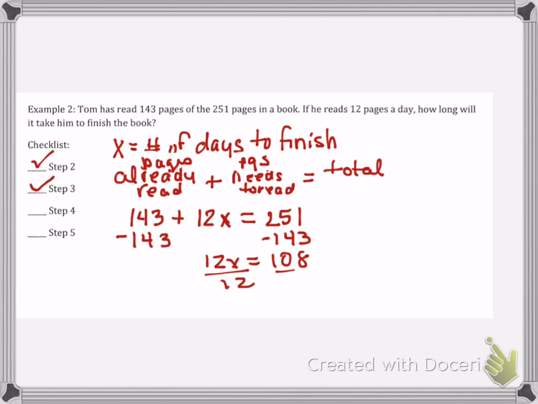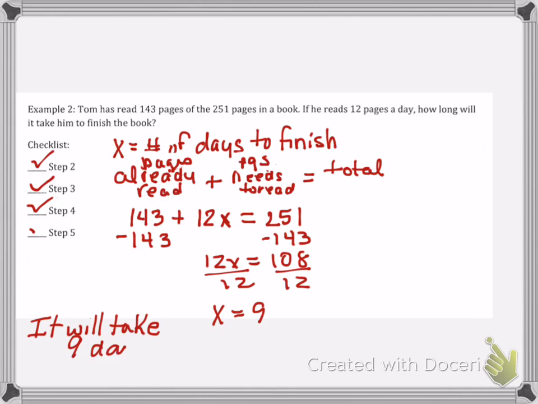You want to divide both sides by 12. And hopefully you got x is equal to 9. That's our solving process. And then we want to answer in a sentence because it's a word problem. So it will take 9 days to finish the book. Process complete.